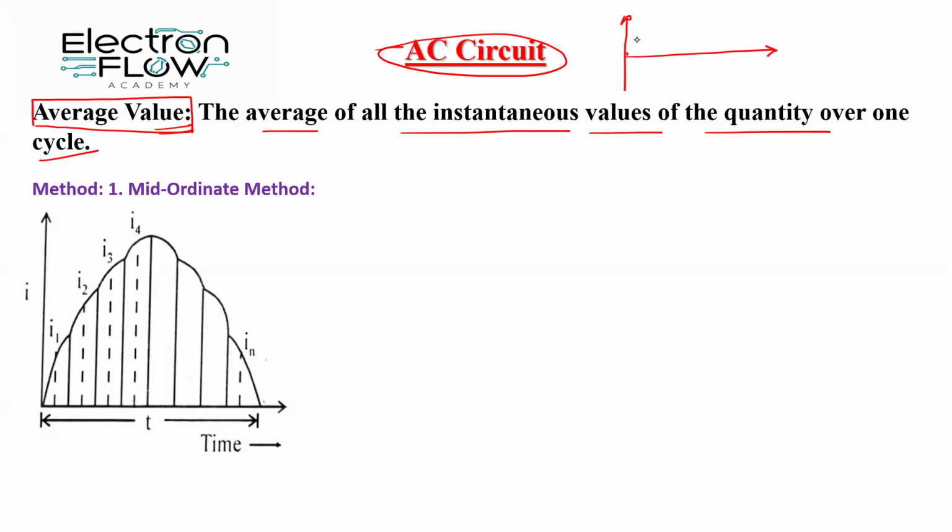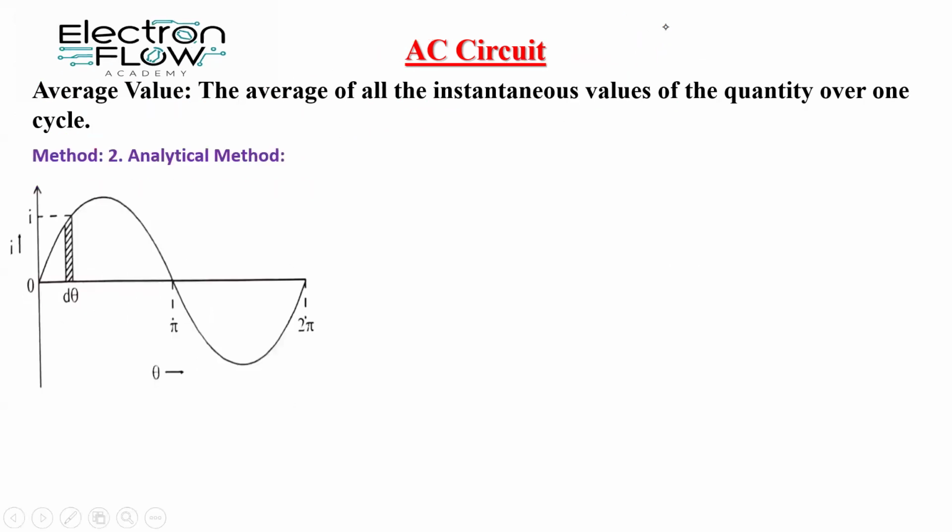Here we can see your alternating current. This is your x-axis showing the time, and this is your y-axis. For example, we are talking about the current. In alternating current waveforms, we need to calculate the average value. Basically, alternating current waveforms are of two types: first is symmetrical, and second is unsymmetrical.